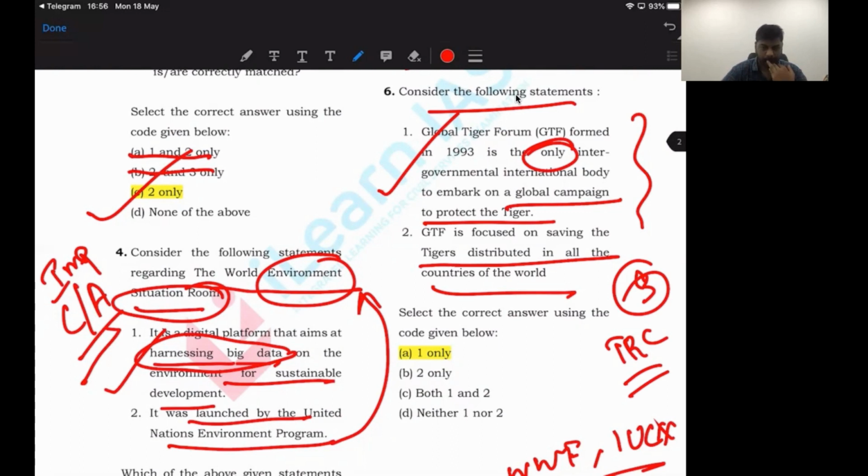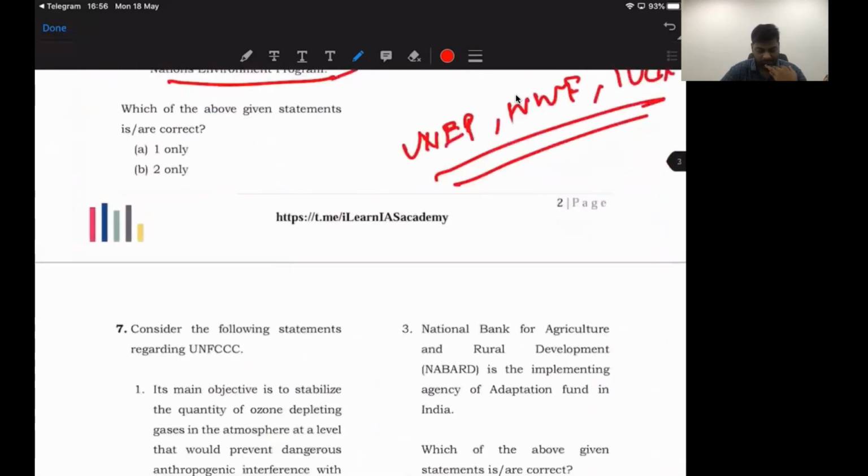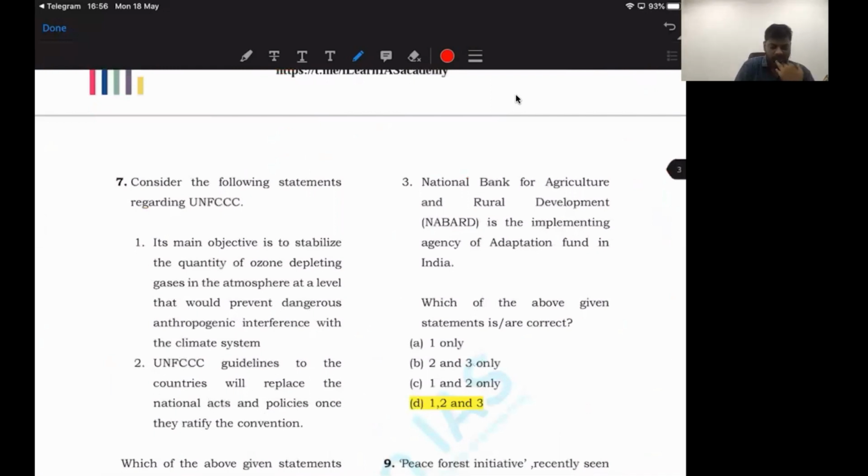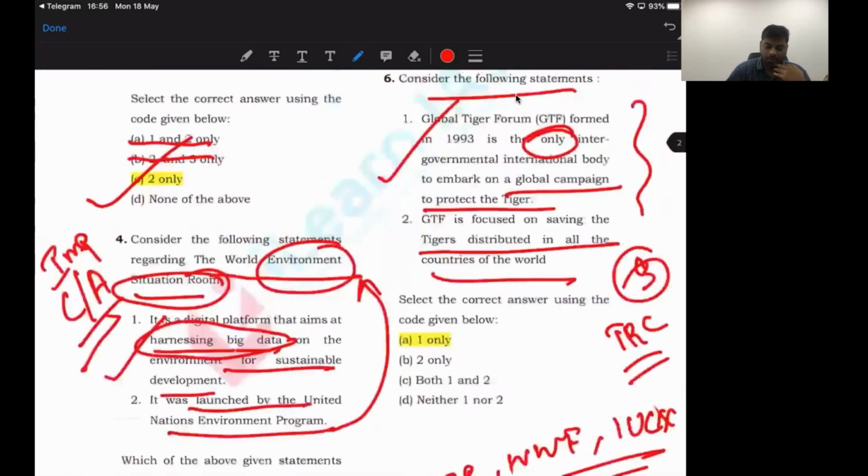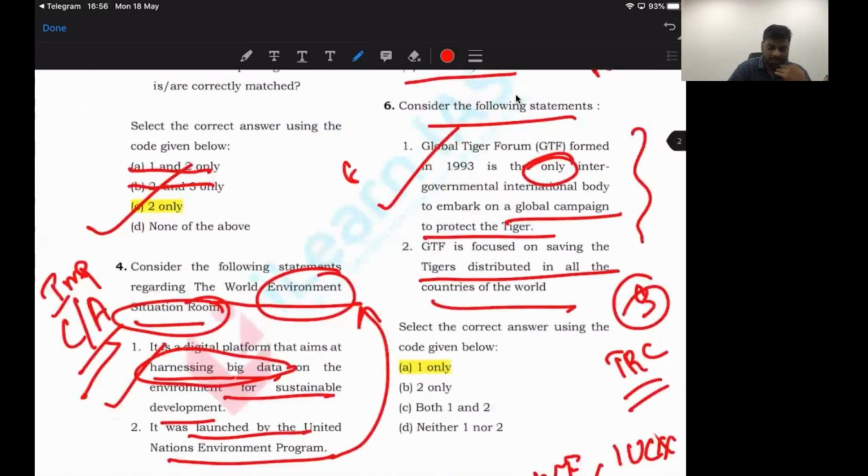Got it? So let me go with the seventh one. There is one more thing to remember: the Global Tiger Initiative, which is a public-private partnership, not an intergovernmental organization. So GTF is the only intergovernmental platform which protects tigers in tiger range countries. Got it? Sixth one, A is the answer.